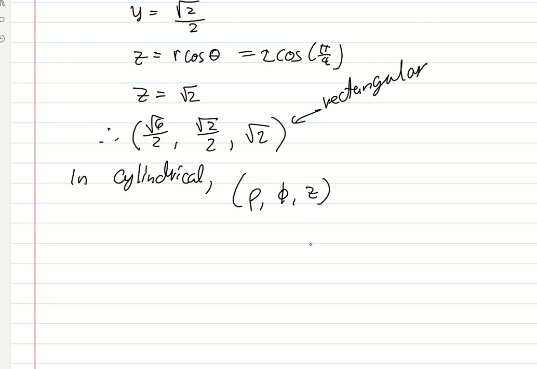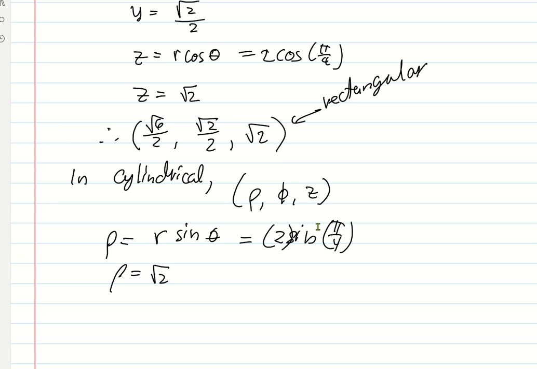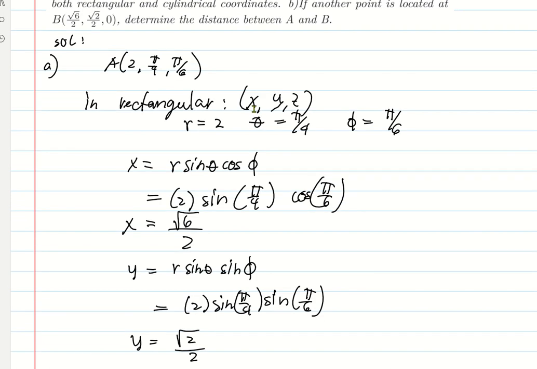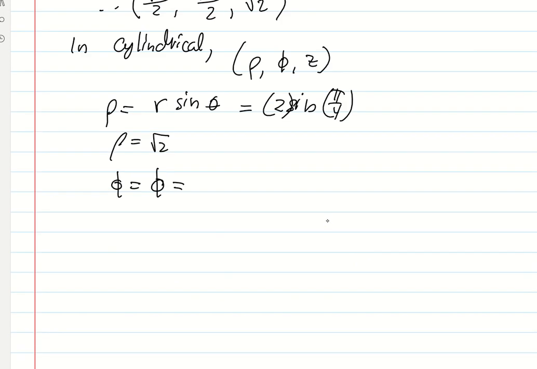So for rho, the formula in terms of the spherical coordinate system is just equal to r sine of theta. Let's do the substitution again. This is 2 times sine of pi over 4. So rho will be equal to the square root of 2. Then for phi, our phi is the same phi as in spherical. They are the same phi. So our phi in spherical is pi over 6, so our phi in cylindrical is also pi over 6.